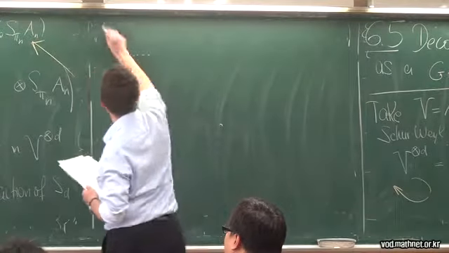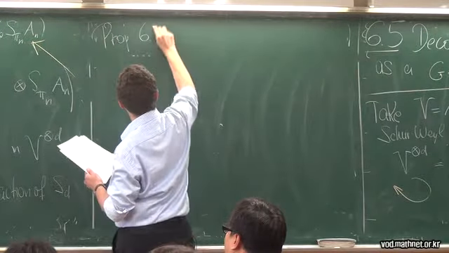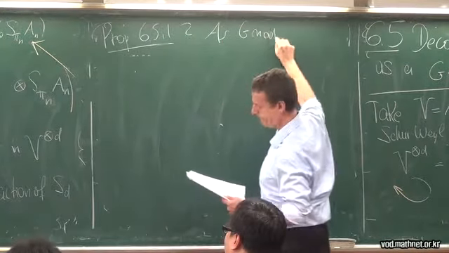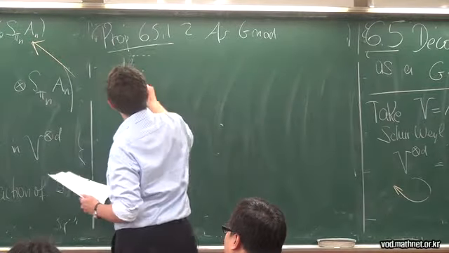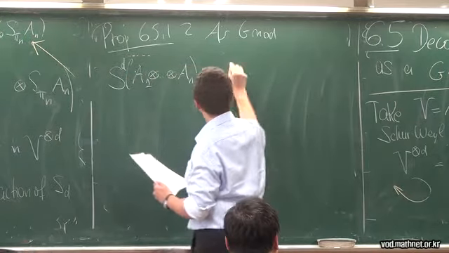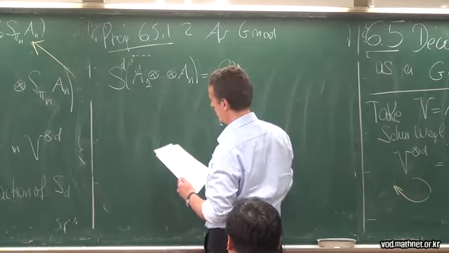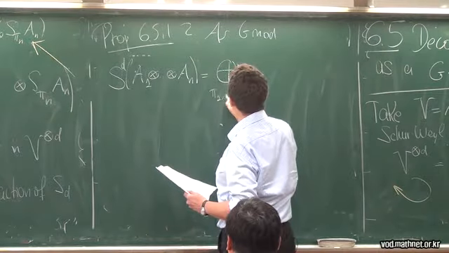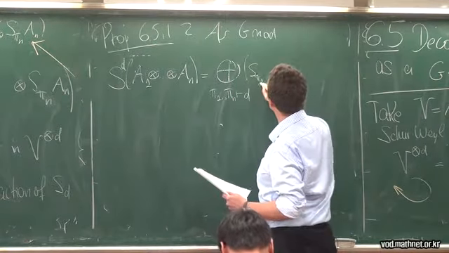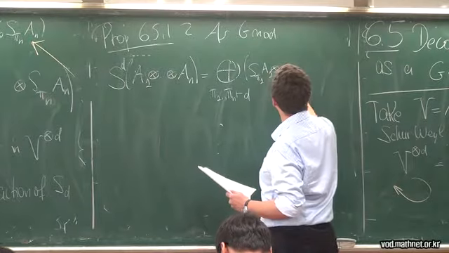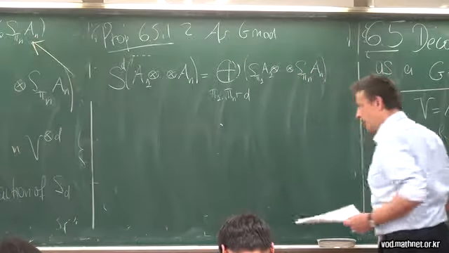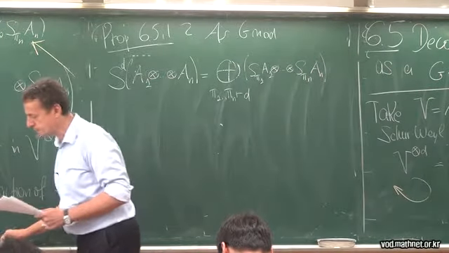The proposition 6.5.12: as a G-module, the space of polynomial functions on tensor space is the direct sum over partitions pi 1 through pi n, all partitions of D, of S pi 1 of A1, tensor and so on, S pi n of An, and this occurs a certain number of times.